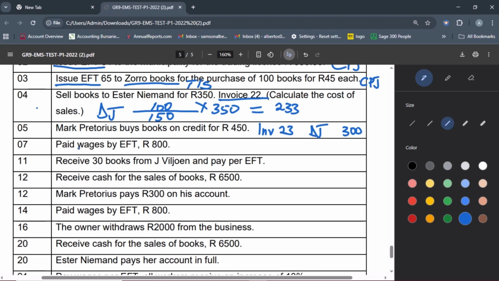On day 7, we paid wages by EFT 800. So this one is straightforward, CPJ.